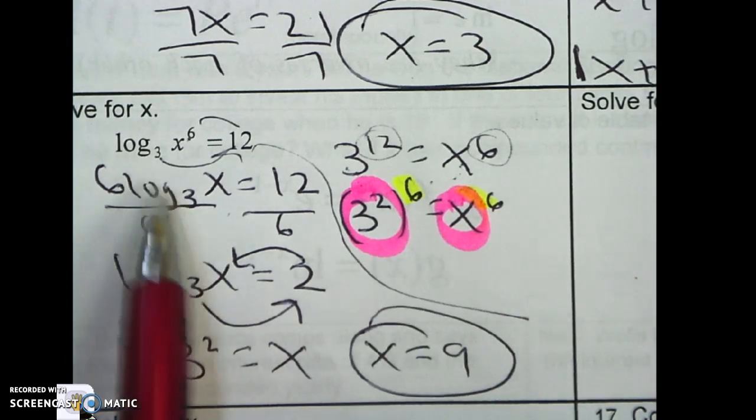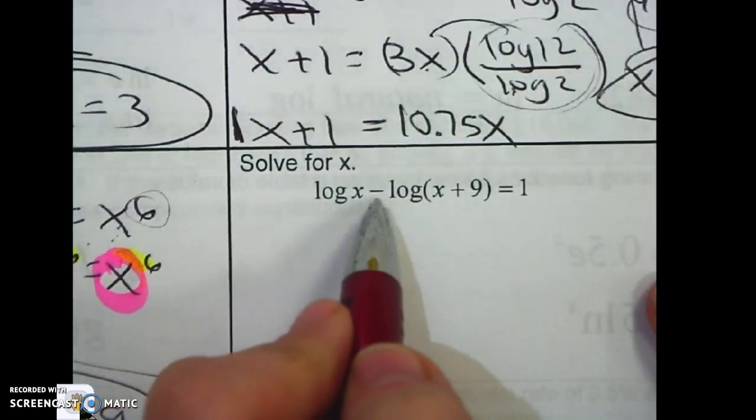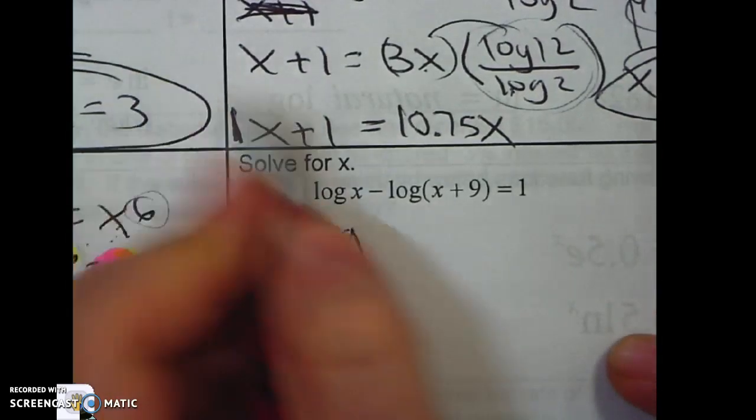If you don't know what I'm talking about, you simplify log form as much as you can, and then you change it to exponential form. All right, let's take the next one. This one, whenever I see minus, I'm automatically thinking divide.